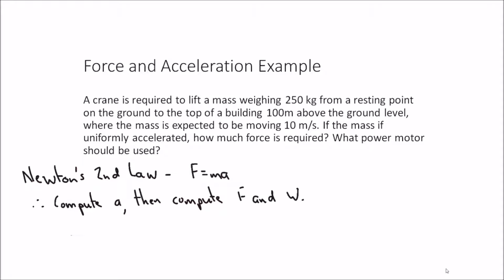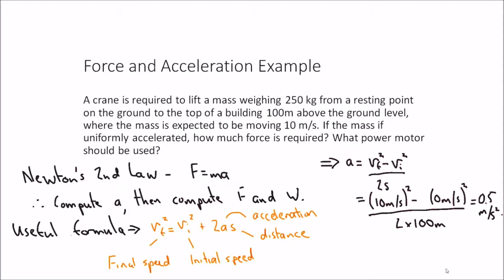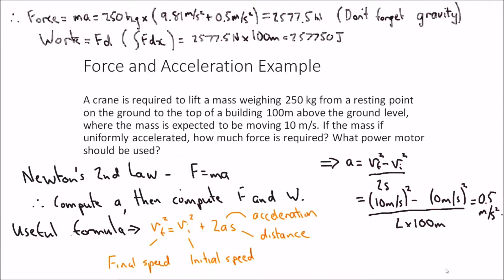If we're going to compute the force, we need to know the acceleration first. So we need to know a good formula for acceleration using the information that we have here. A useful formula that lets us do that is written there in orange. We basically already have the final speed. We know the initial speed is 0 because we're assuming that the mass is sitting on the ground, not moving. We also know the distance this mass travels while it is accelerating constantly, so we want to compute a. So we can do that. On the right hand side, we can see our computed acceleration is about 0.5 meters per second squared.